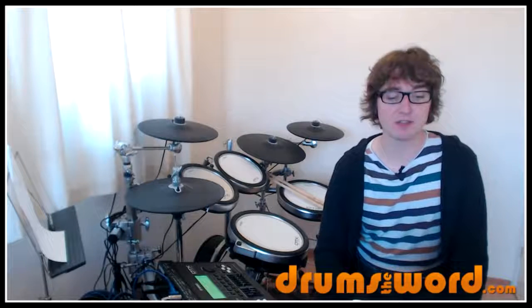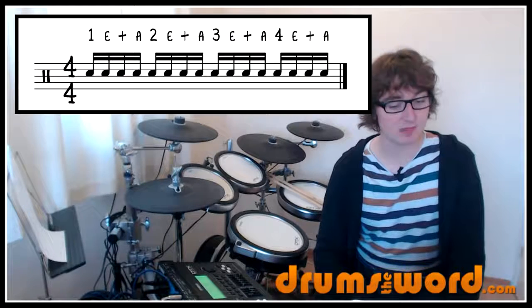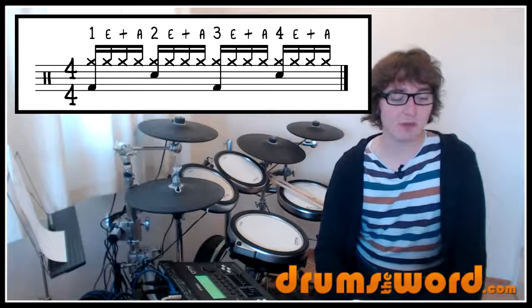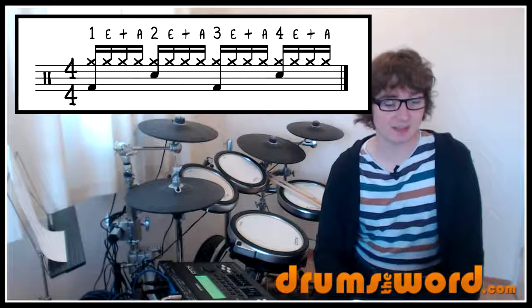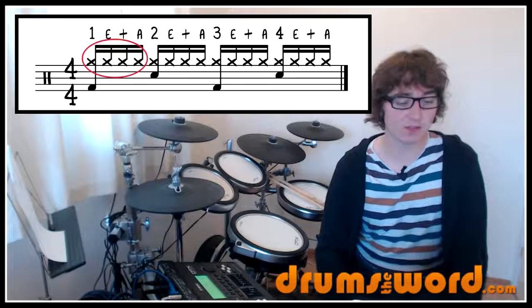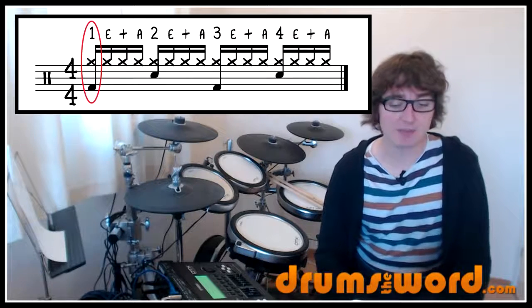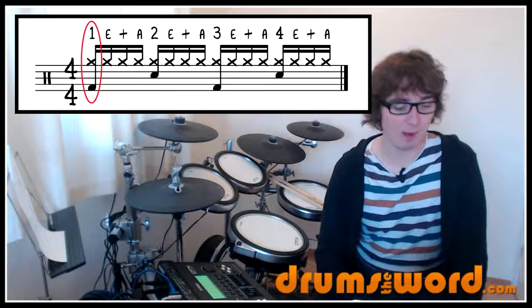Most drummers, including myself, like to group 16th notes into blocks of 4, like this, so that each beat of the bar can be clearly seen. This is an example of a drum beat written in 16th notes. Beat 1 contains 4 16th notes on the hi-hat and 1 on the bass drum, played at the same time as the hi-hat on the downbeat of beat 1.